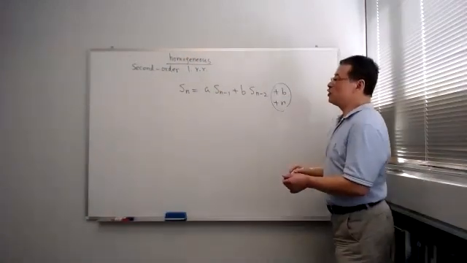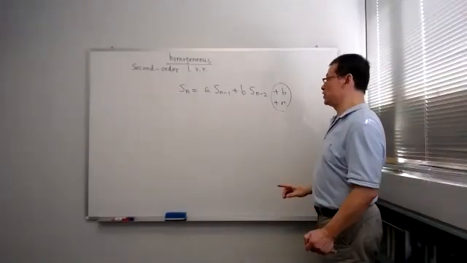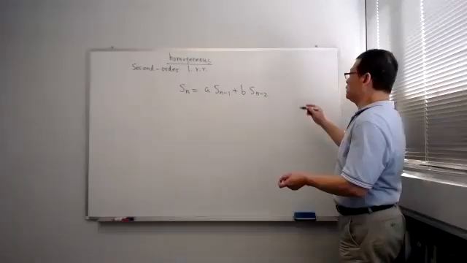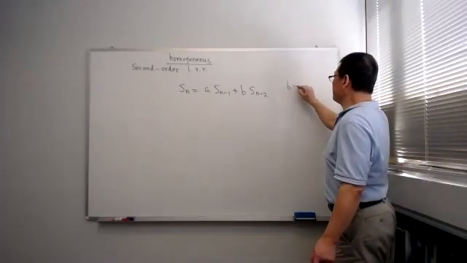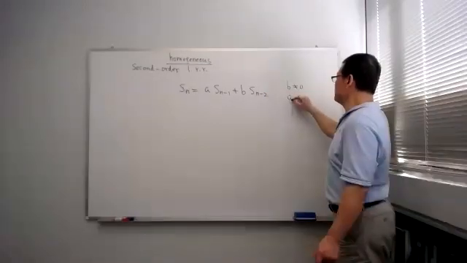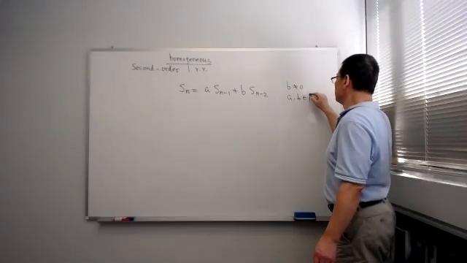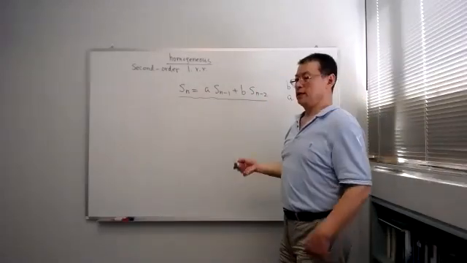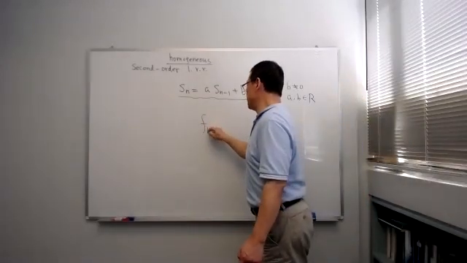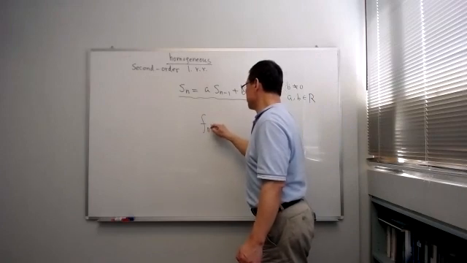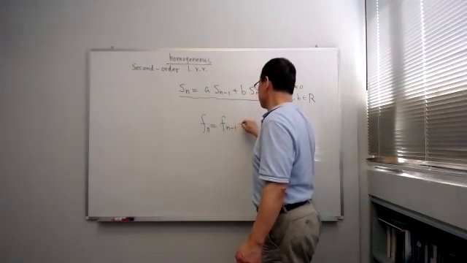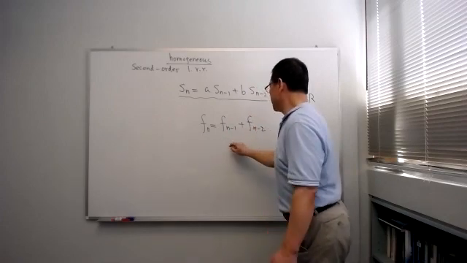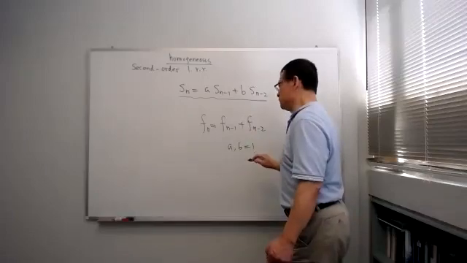So first, let's consider the homogeneous second order linear recurrence. We have this form, all right? Suppose b is not equal to 0, a can be 0, and a and b are real numbers. One typical example is the Fibonacci numbers, where both a and b equal 1.